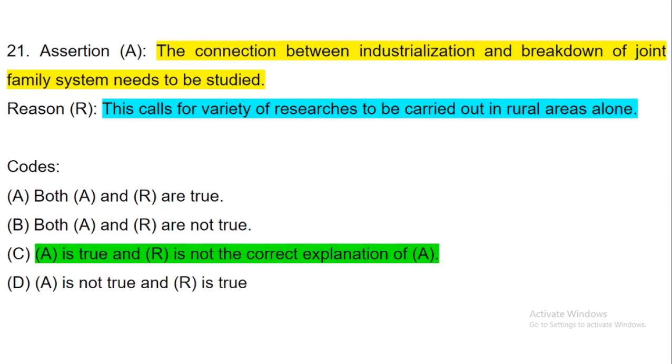Now next question, the connection between industrialization and breakdown of the joint family system needs to be studied. Yes, very true, because industrialization is breaking the joint family systems. This calls for a variety of researches to be carried out in rural areas alone. No, it's not a true explanation of A, because industrialization also impacts urban areas in breaking the joint family system. So we'll go with option C, A is true and R is not the correct explanation of A.